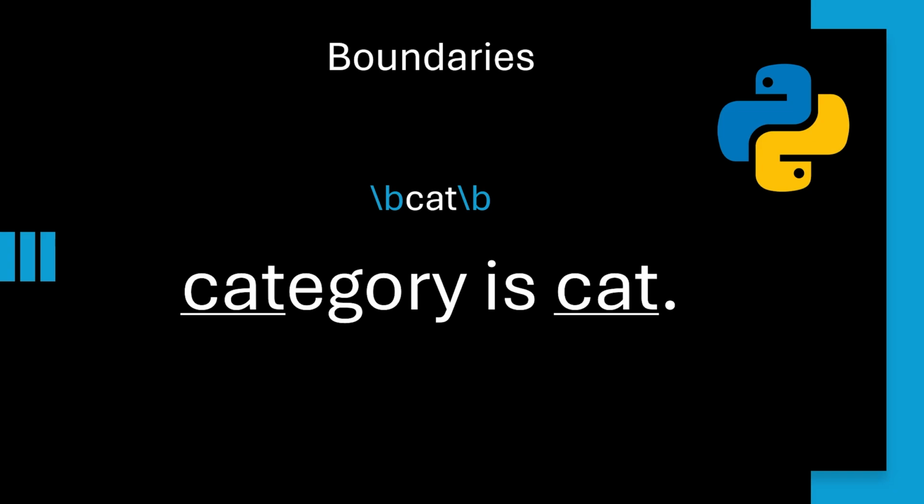Why are boundaries important? Imagine you want to find the word cat, but not when it's part of category or catastrophe. Without boundaries, regex can't tell the difference. If you use this pattern for the sentence given, it will only match cat but not category, because the \b ensures there is a boundary, like a space or the start of the string, before and after cat. Let's see that in a code example.